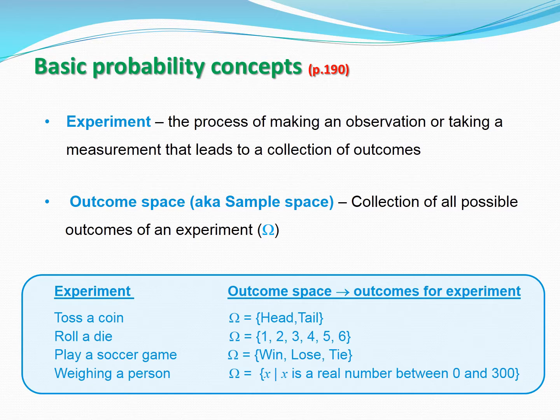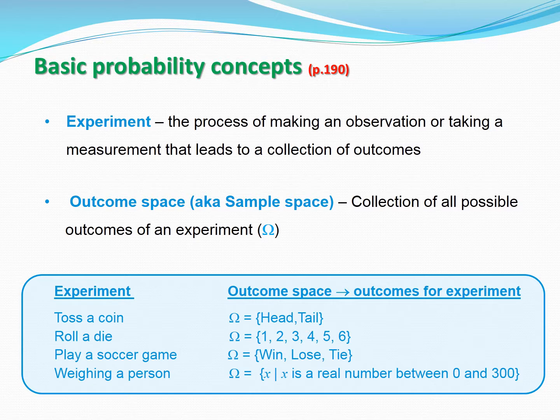For example, the outcomes when you toss a coin will be heads or tails. If you roll a die, your outcomes will either be a 1, 2, 3, up to 6 that you can get on that die. If you play a soccer game, you can win, lose, or tie the game.